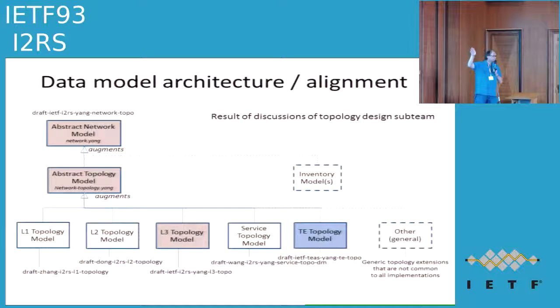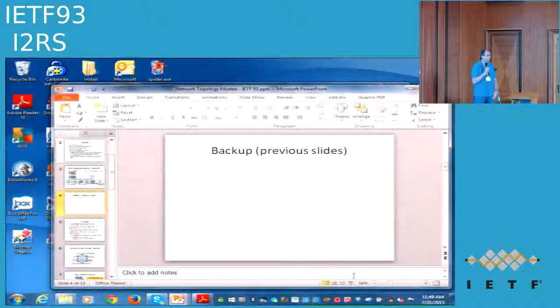So this shows again the high level data model architecture. It is a little bit augmented over the diagram that is in the draft itself. So we have the abstract network and abstract topology model, with the layer 1, layer 2, layer 3 topology models and their respective drafts derived from them, the service topology model as well, and also the TE topology model. As Sue showed on the earlier slide, this depicts it graphically. And that's all I have.